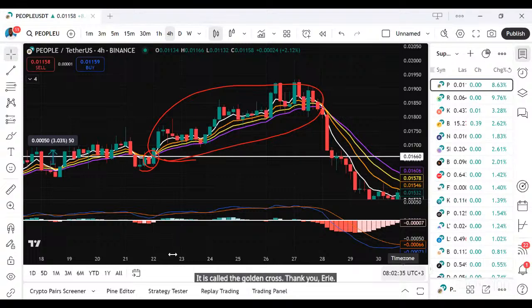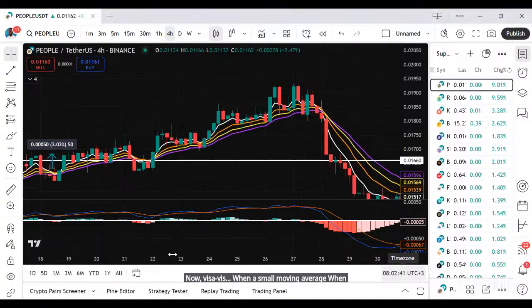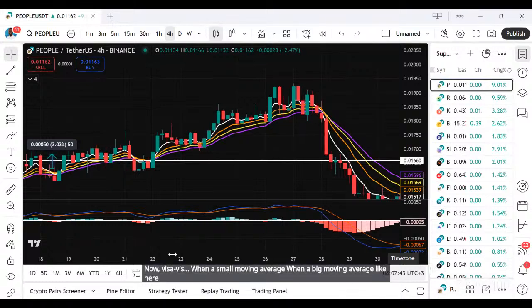Now, vice versa, when a big moving average, like here, crosses a small moving average, it is called, yeah, that's what Real Madrid did.